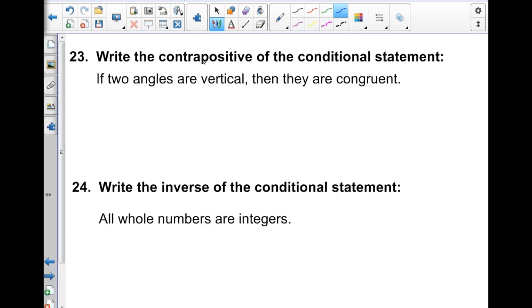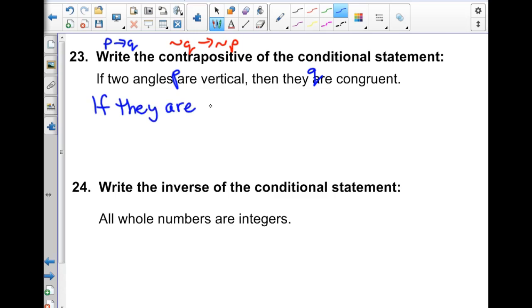Moving on. Write the contrapositive. Remember, your conditional statement starts off if P, then Q. The contrapositive does two things. It negates the hypothesis and conclusion and switches them. It's if not Q, then not P. Here is the P and Q. If two angles are vertical, this is your P, then they are congruent, this is your Q. We're going to do if two angles are not congruent, but I think I'll just start with if they are not congruent. I'm going to go literal.